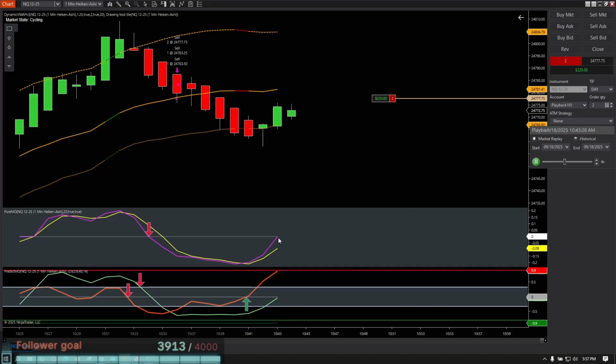If this crosses above zero, then I'm blowing out. Nope, no crossing. Look at this, right? And PredictMO is telling you that you have another entry right there.